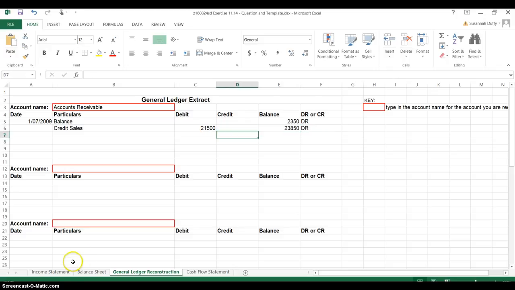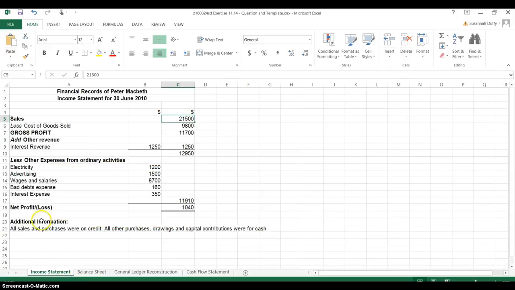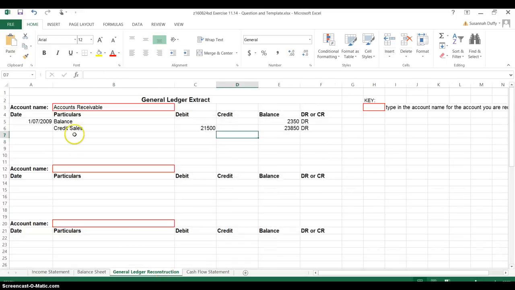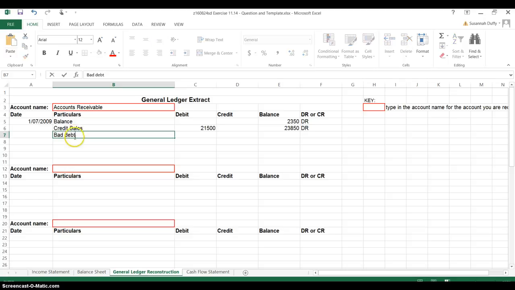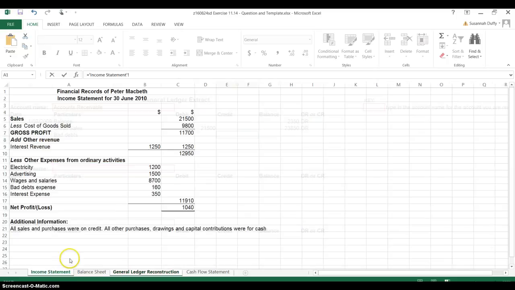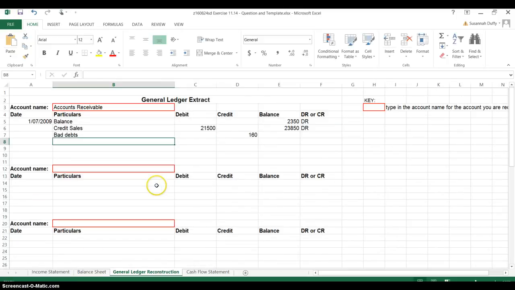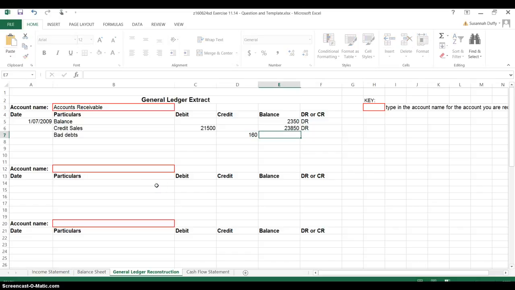Right. If we have a look at our income statement, we also have a bad debt expense for $160. So if we go back here, we can record our bad debts, which will reduce the balance of accounts receivable because that money will never be repaid to us. So we can pop that figure straight in, bad debts. And then we know that's our new balance.